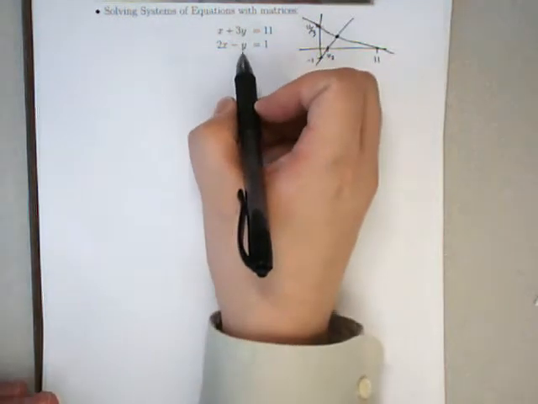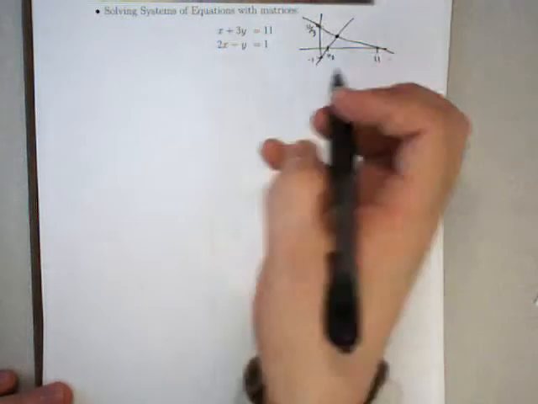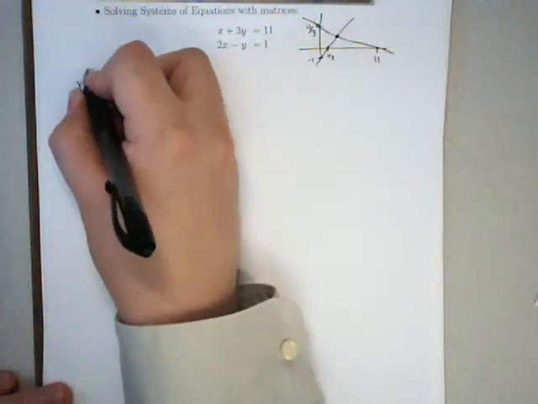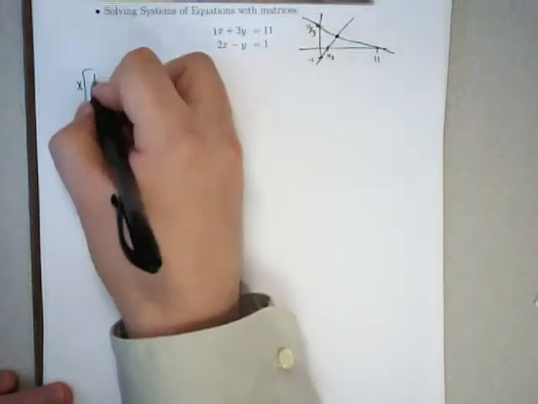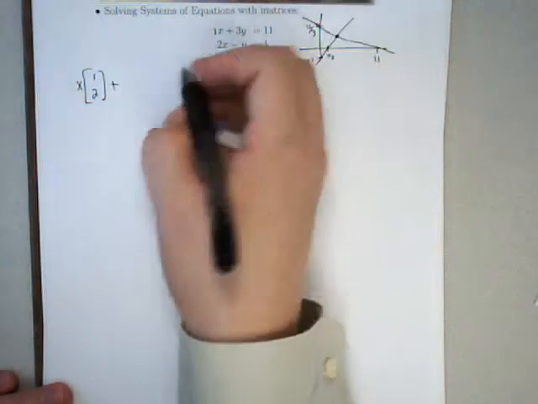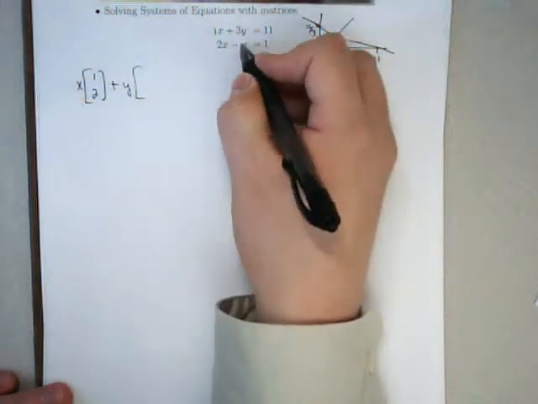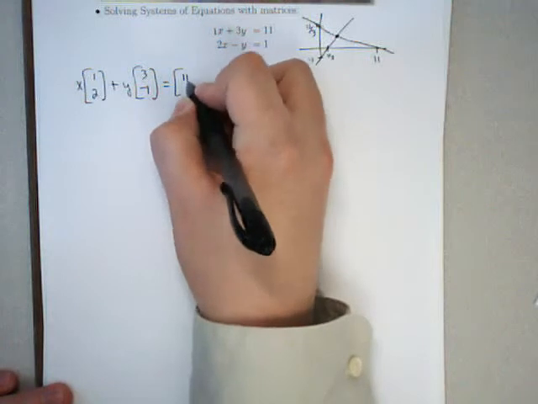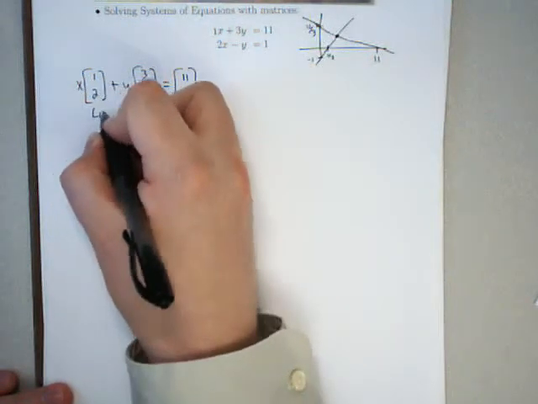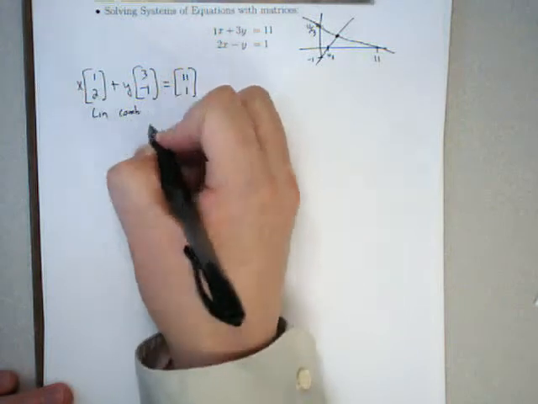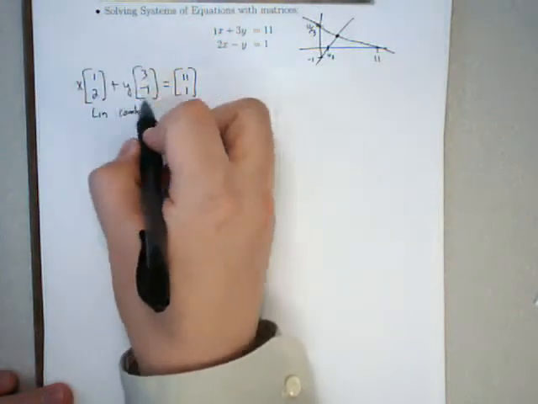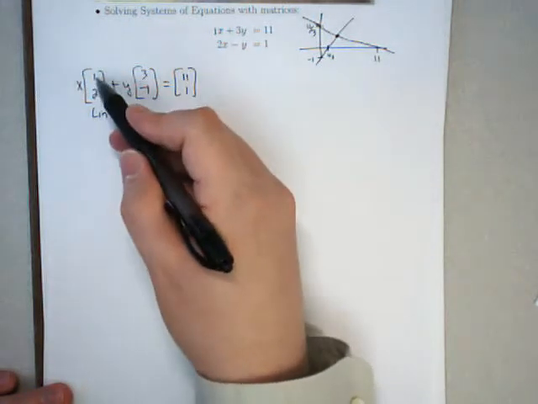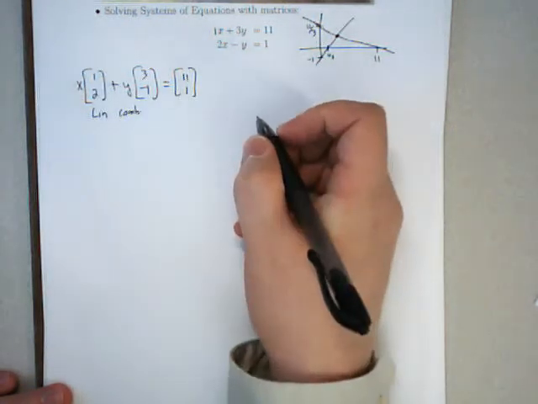So first, before we solve it, we're going to look at rewriting this in a couple of ways. One way is to think of x as a constant times a vector. I'm going to write this as x times the vector 1, 2, and also take y and multiply it by the vector 3, negative 1. And that should equal the vector 11, 1. Notice that I have a linear combination on the left, and I'm asking when the linear combination on the left equals the vector on the right. How can I write 11, 1 as a linear combination of 1, 2 and 3, negative 1?